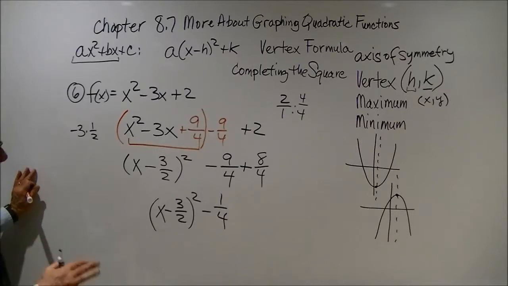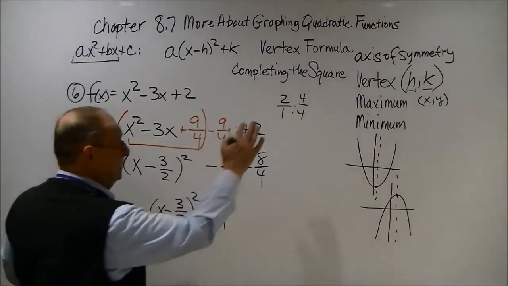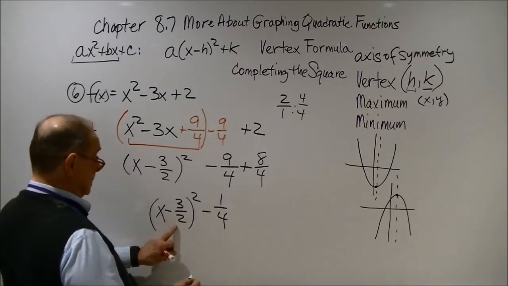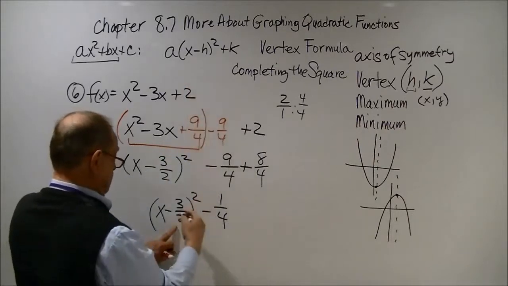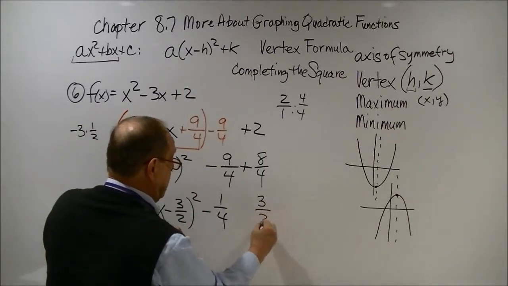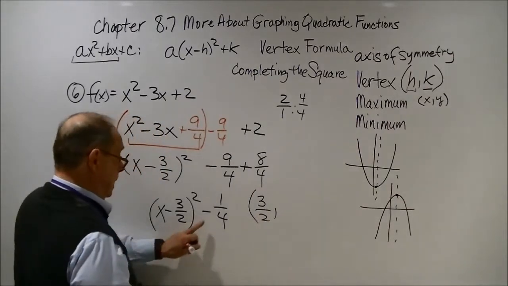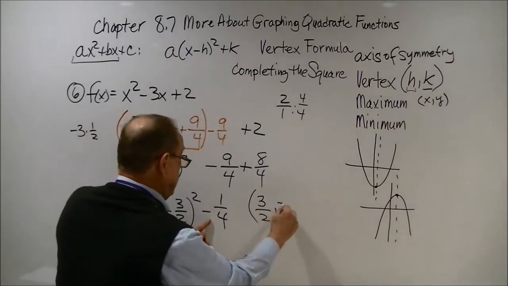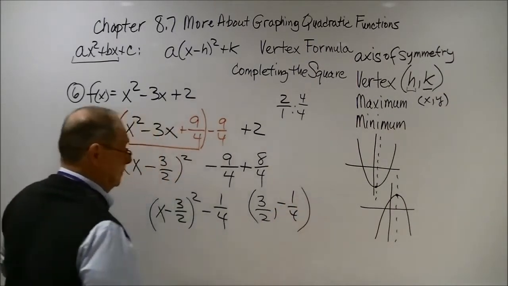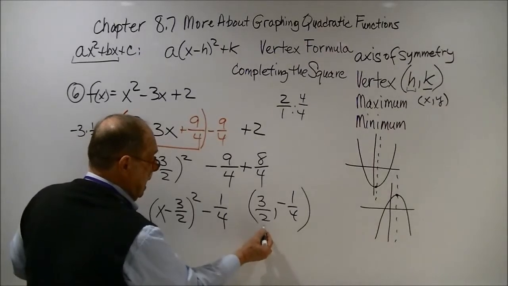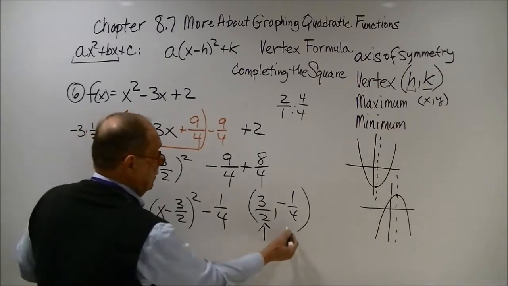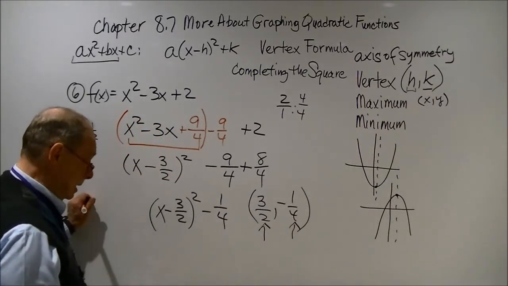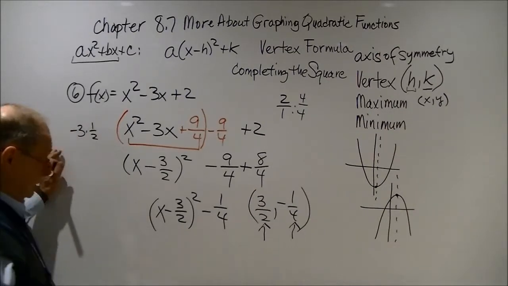Now, I'm not asking for it here, but let's give the vertex of this. Well, vertex is opposite sign of h, which will be 3/2. And my k is my y value, negative 1/4. So there is my axis of symmetry. There is my minimum. And that's this.